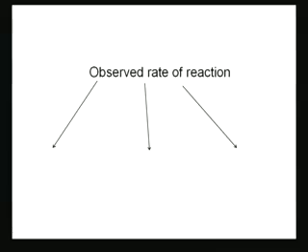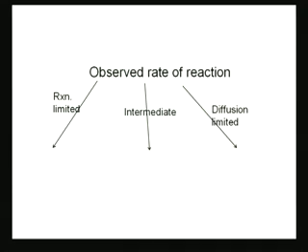Now, the mass transfer limited regime is a regime in which mass transfer is the slowest step, and intermediate is where reaction and mass transfer are equal in terms of their speed. So, how do we quantify these rates? These are the three regimes that I discussed: reaction limited, intermediate, and diffusion limited.